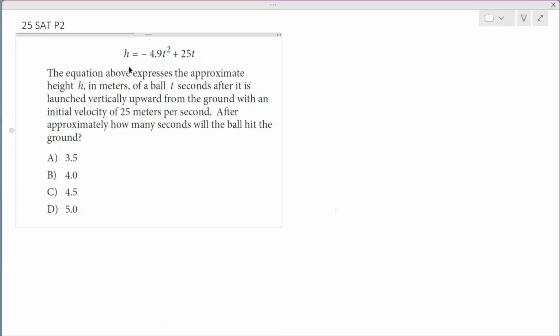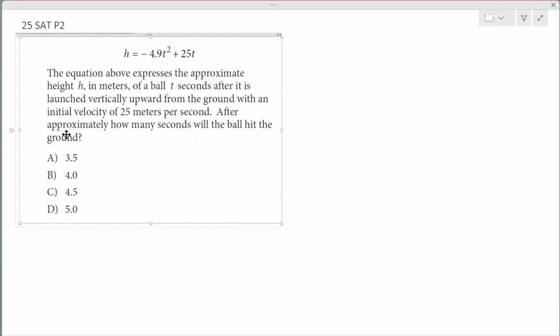Question 25. h equals minus 4.9t squared plus 25t. The equation above expresses the approximate height h, in meters, that is small letter h, of a ball t seconds after it is launched vertically upwards from the ground with an initial velocity of 25 meters per second. After approximately how many seconds will the ball hit the ground?